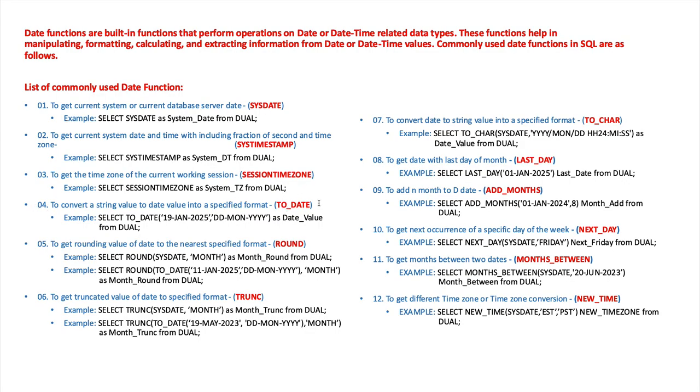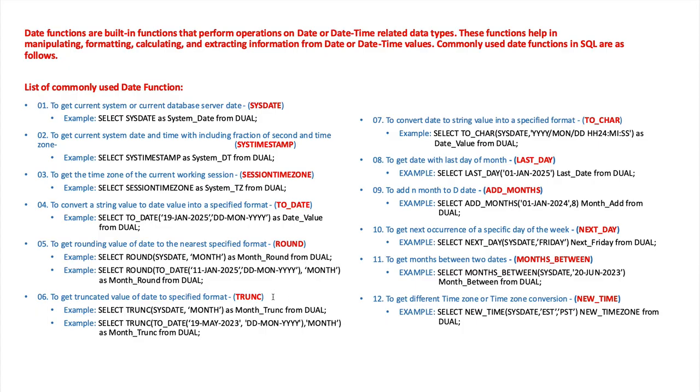Fourth one is to_date. To convert a string value to a date value into a specified format, we use the to_date function. We have an example. Fifth one is the round function. To get the rounded value of a date to the nearest specified format, we use the round function. We have two different examples. I will run those examples in our Oracle developer window and explain them.